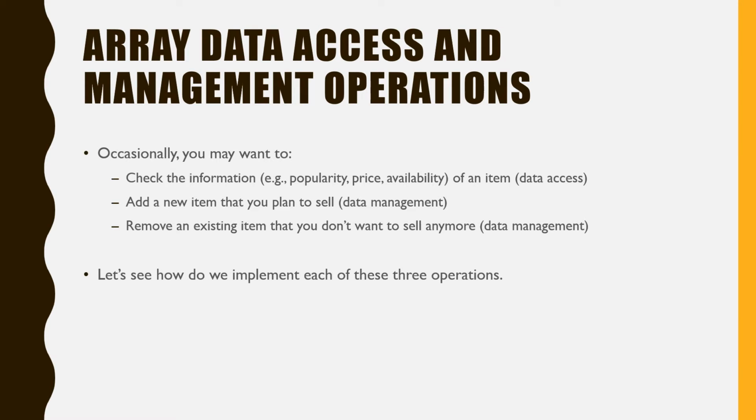Now, given that we have stored our data as an array, we may need to access and update the data in some cases. Here, we list the three simplest data access and management operations. First, we may want to retrieve the information of a given item. Second, we might want to add a new item into the array. And third, we may want to delete an existing item from the array. To implement these operations, the key we need to keep in mind is that the data elements are stored in continuous memory blocks in the array. Now, let's go over the high-level ideas for each of these three operations.